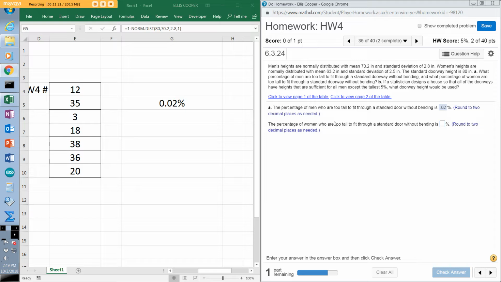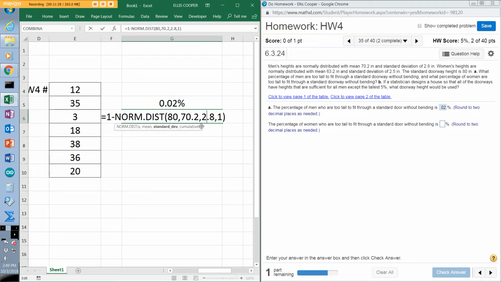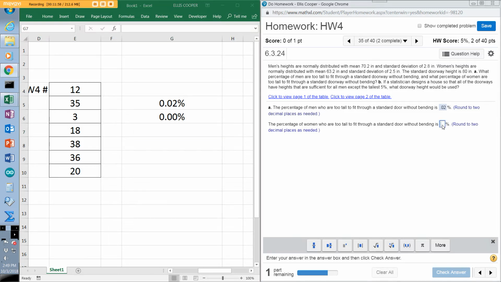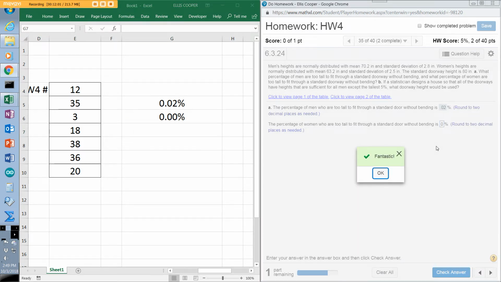Go to the second half of A, which is do the same thing for women. So I'll tell you what I'm going to do. I'm going to copy this down and then edit it and put in the mean and standard deviation for women, keeping the 80 the same. The mean for the women is 63.2, and the standard deviation for women is 2.5. And now we get to 2 places, it's 0. In other words, women don't really come in flavors bigger than 80 inches, much at all. So put a 0 here, and that's the end of that.